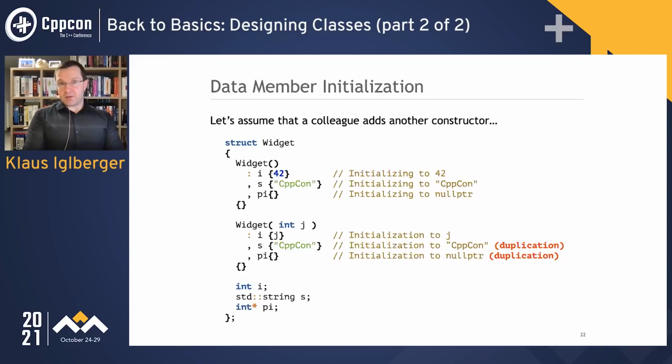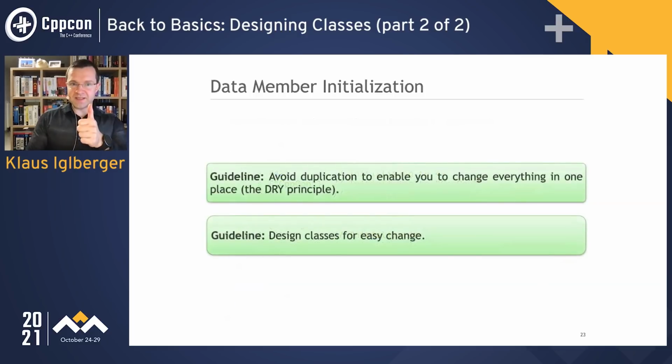There are two ways around that problem, two approaches that you could now choose. So the guidelines first. Please avoid duplication to enable you to change everything in one place. The DRY principle: don't repeat yourself. And design classes for easy change.